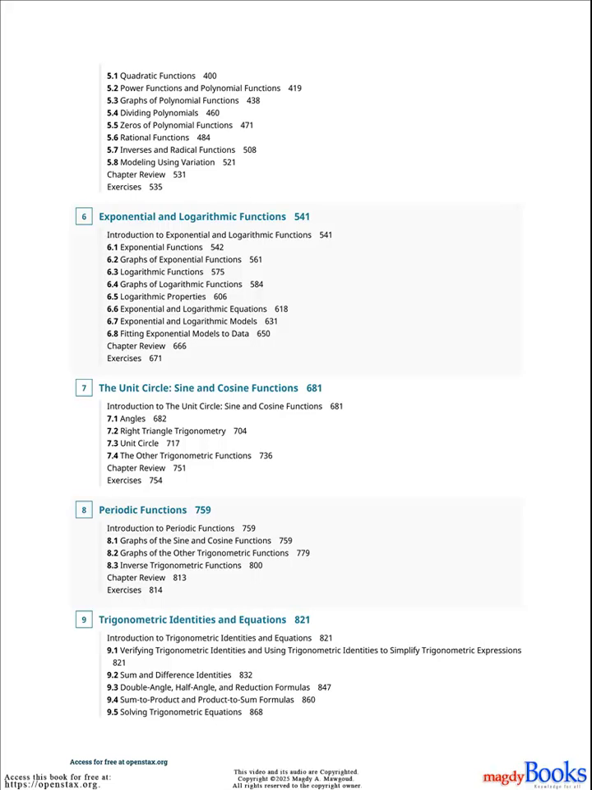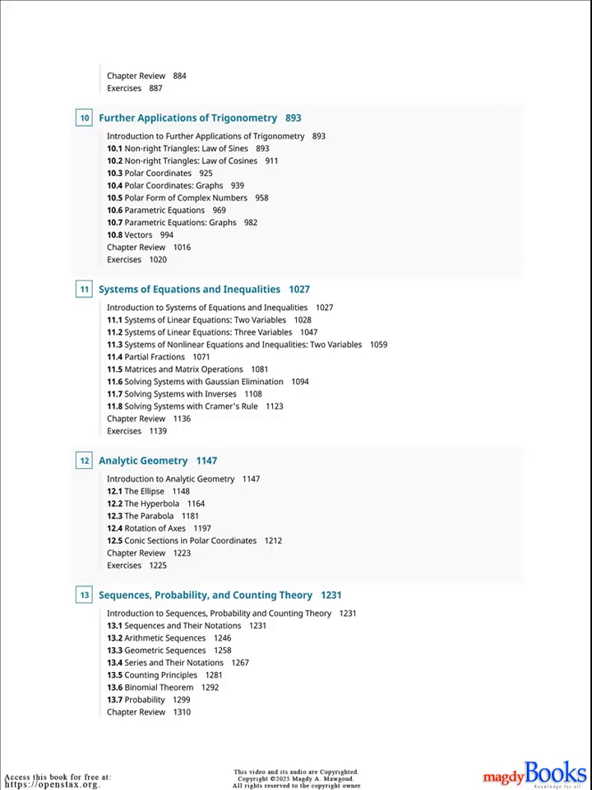Exercises. 9. Trigonometric Identities and Equations. Introduction to Trigonometric Identities and Equations. 9.1. Verifying Trigonometric Identities and Using Trigonometric Identities to Simplify Trigonometric Expressions. 9.2. Sum and Difference Identities. 9.3. Double Angle, Half Angle, and Reduction Formulas. 9.4. Sum to Product and Product to Sum Formulas. 9.5. Solving Trigonometric Equations. Chapter Review.